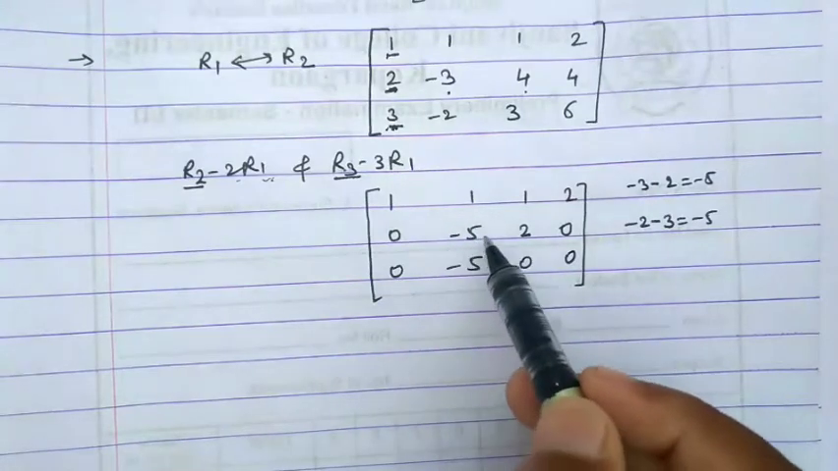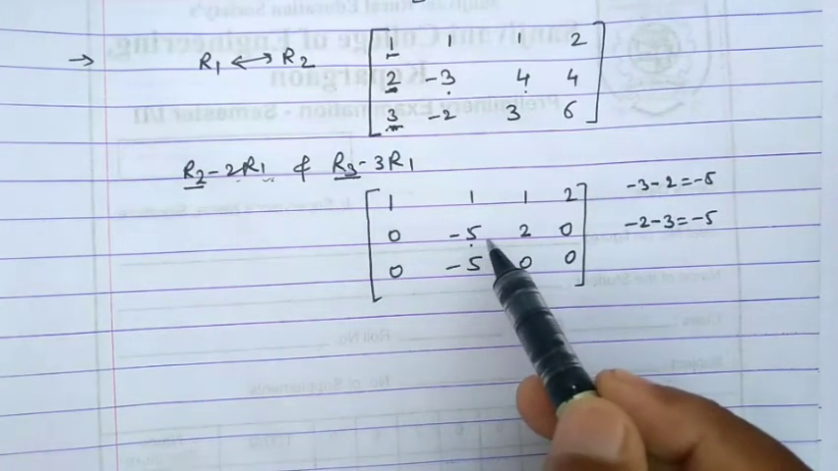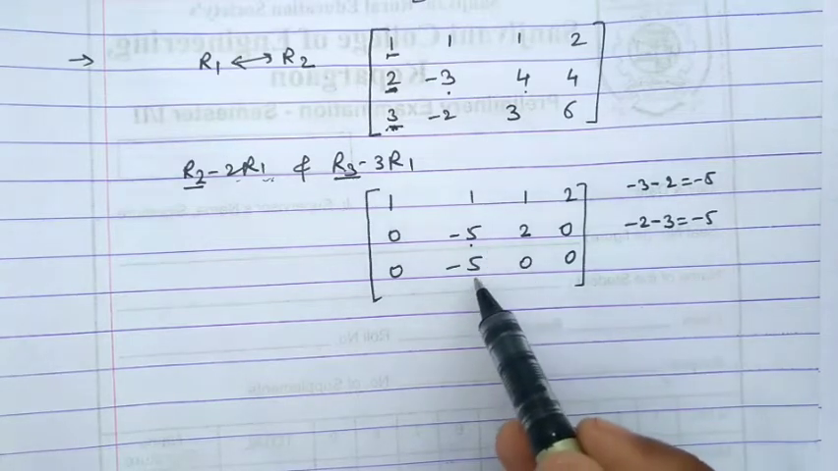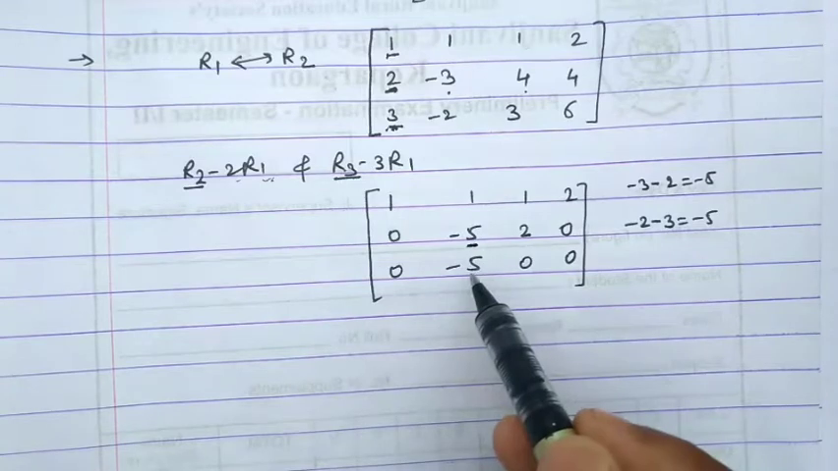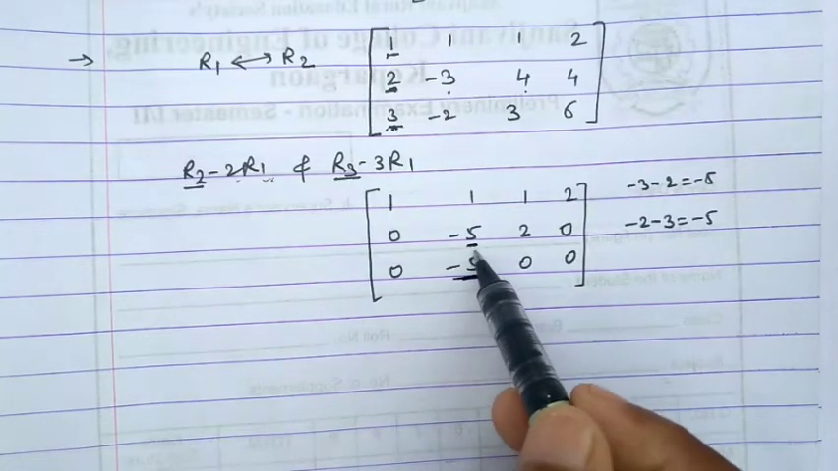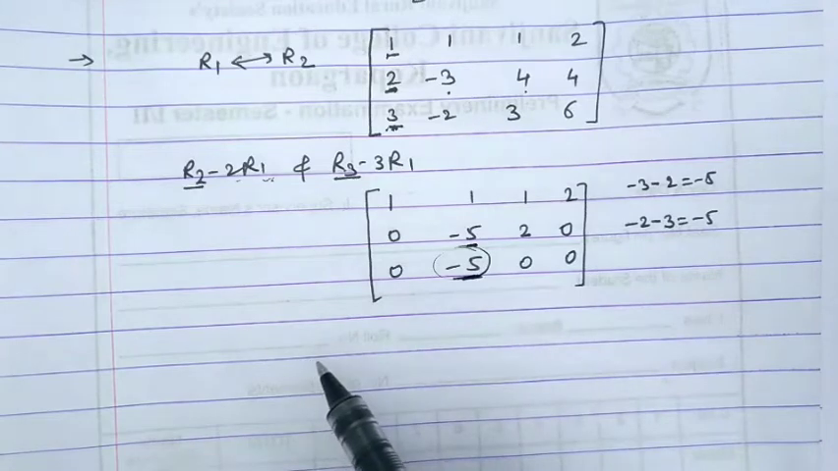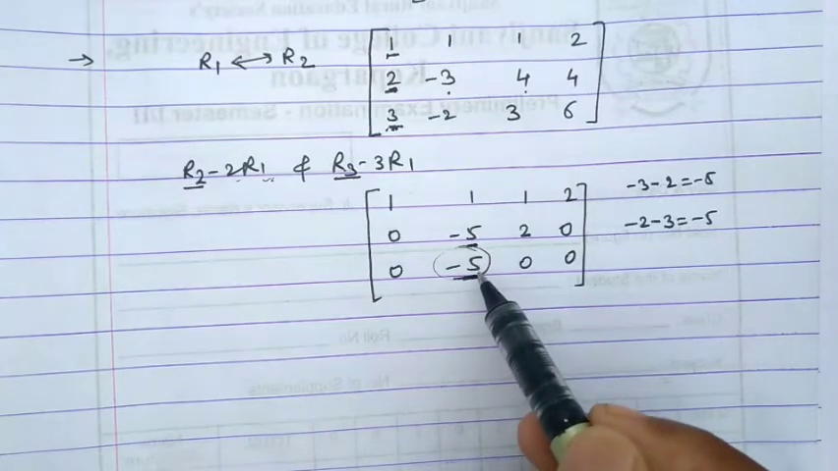So in the second row, the first non-zero element is to the right hand side. Now in the third row, the first non-zero element is to the right hand side of this entry. Here you will get the non-zero element. We have to make this element 0, for that we can apply the procedure. Here minus 5 is there, here also minus 5 is there.